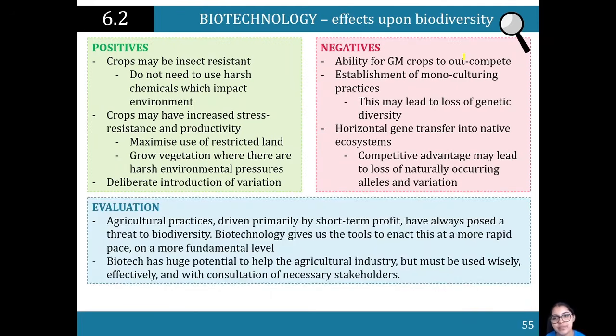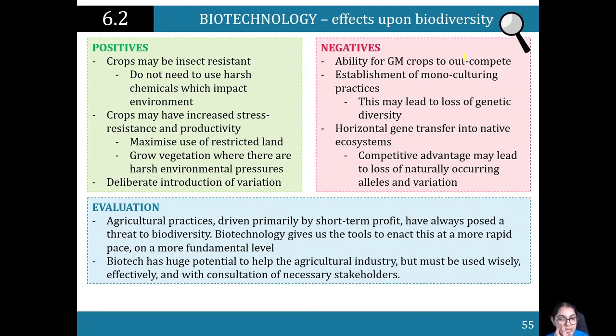alleles and variation. So when we evaluate this, and you should be able to evaluate this in your own understanding, I would recommend having more examples to back up these points. Remember, I'm just outlining the content to you here. I definitely recommend doing some more research, adding to these notes.